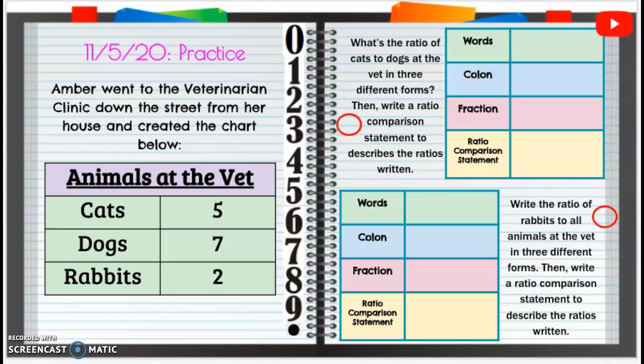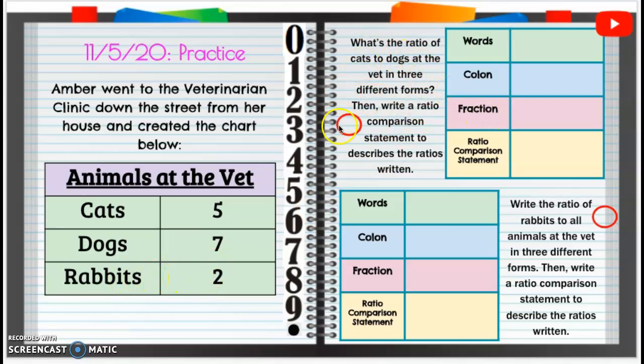October 5th, 2020 practice. Amber went to the veterinarian clinic down the street from her house and created the chart below. So the animals that were at the vet is what she saw. So she saw 5 cats, 7 dogs, and 2 rabbits.